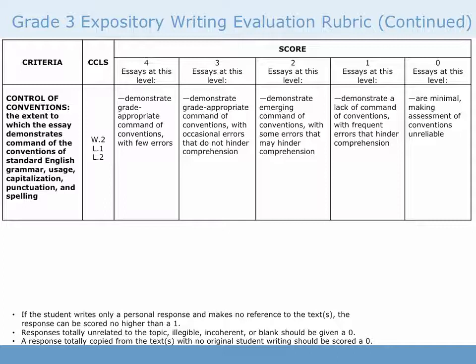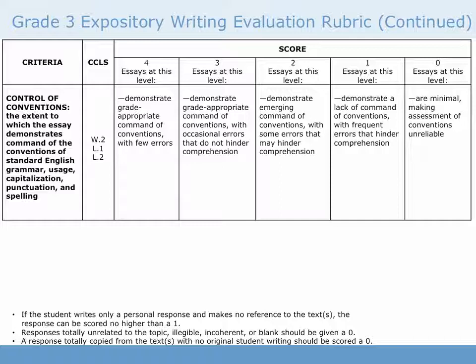A Level 4 essay demonstrates grade appropriate command of the conventions with few errors. At a Level 3, they demonstrate grade appropriate command of the conventions with occasional errors that do not hinder comprehension. At a Level 2, they demonstrate emerging command of conventions with some errors that may hinder comprehension. At Level 1, students demonstrate a lack of command of the conventions with frequent errors that hinder comprehension. And essays at a Level 0 are minimal, making the assessment of conventions unreliable.